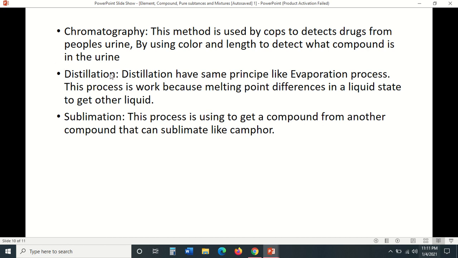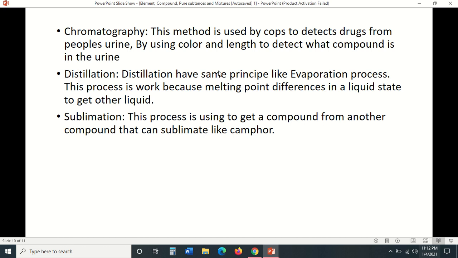So if it is slow and the color is such, the compound is A. And if the spread is more rapid, more fast, and the color is red, this means it is an X compound. So we can know what compounds are inside the mixture by using color and light to detect.